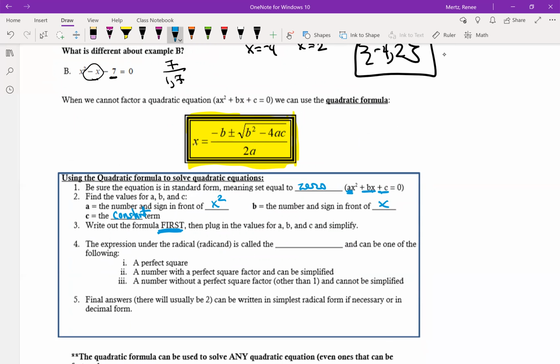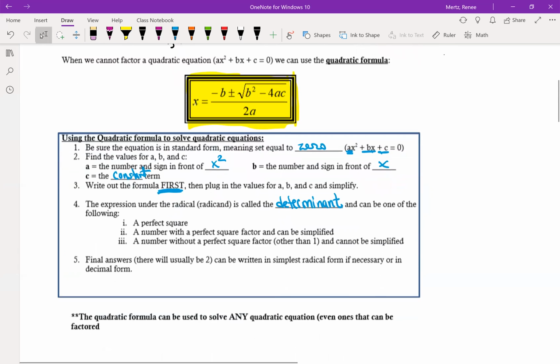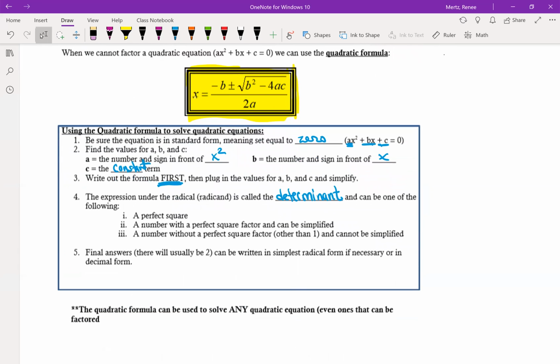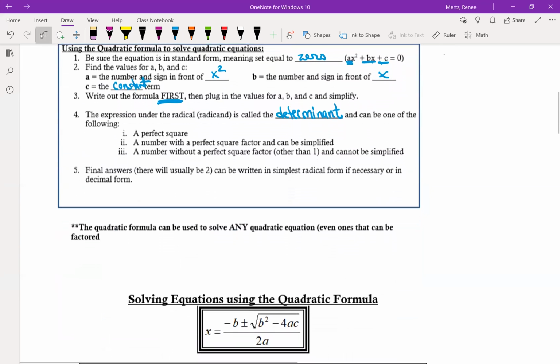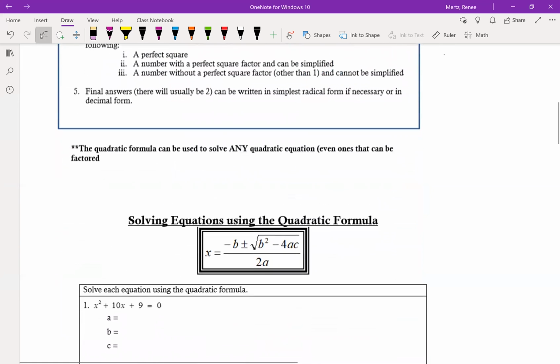The expression under the radical, which is called the radicand, is called the determinant. We use this a lot in the next level of algebra and it can be one of the following. It's either a perfect square, a perfect square factor that can be simplified, or a number without a perfect square factor that can't be simplified. It's either going to ask you to put it in simplest radical form or round to the nearest hundredth. So we'll go through and whichever one it asks us for, we'll do.